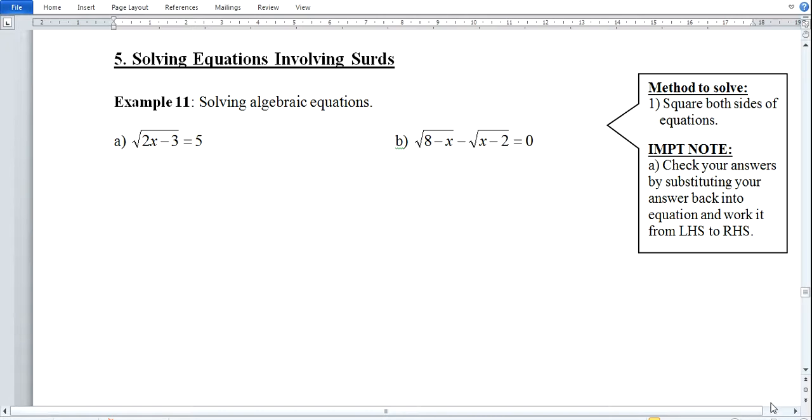This is Miss Lee, and this is our 6th lesson for indices and surds. So today we are going to learn how to solve equations that have surds.